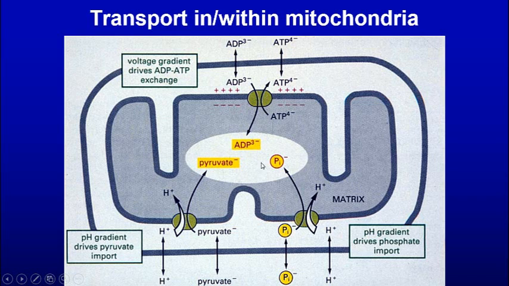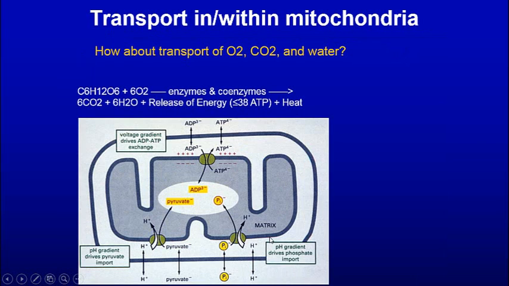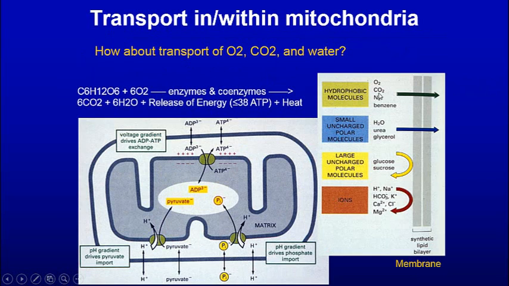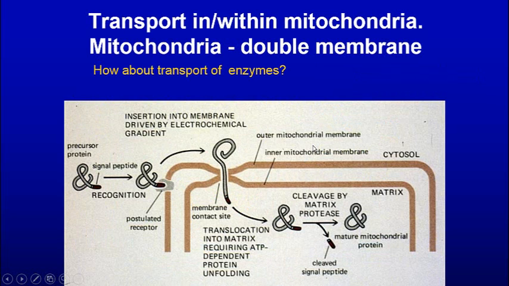The inner membrane is less permeable than the outer membrane. And so, how about the other things: oxygen, carbon dioxide, and water? Remember that those things, maybe through a little channel full of water, can just go through a membrane down their concentration gradient. If there's a higher concentration of oxygen here, it's going to go out to the outside.